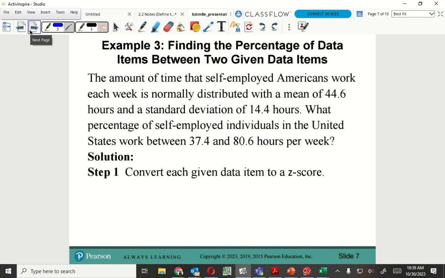Example 3. Guess what? We're going to pick this up tomorrow. And I want you guys actually starting some of this right now. You can do almost all of it already with just the information I gave you on converting z-scores. Okay? So, we're going to pick up this again tomorrow.